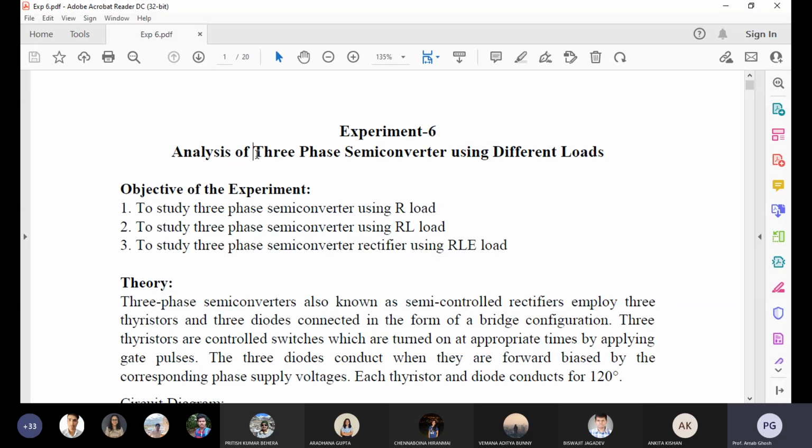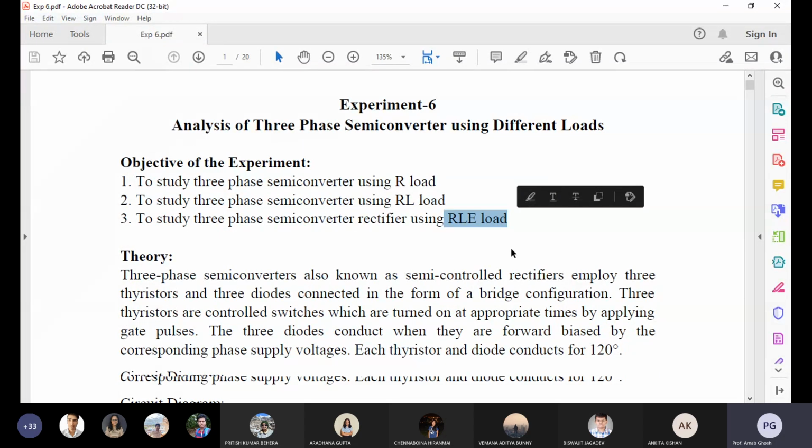So you know the basic theory for the semi converter. One part is a controlled switch, and another is an uncontrolled switch. Two are there, with different patterns of load: R load, RL load, RLE load. What will your output diagrams be? That you need to fetch.